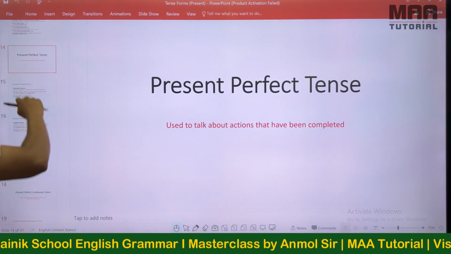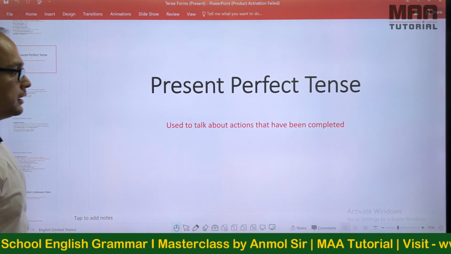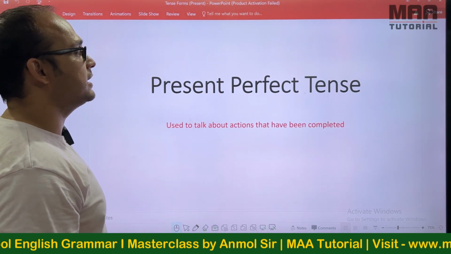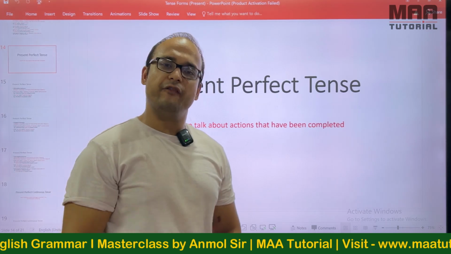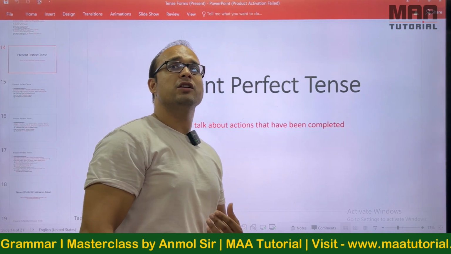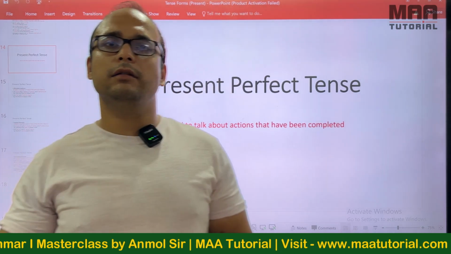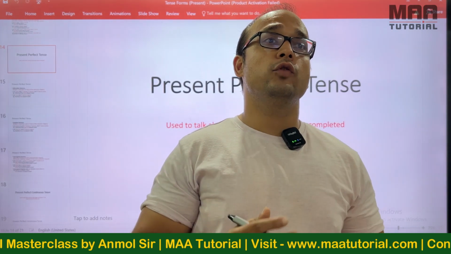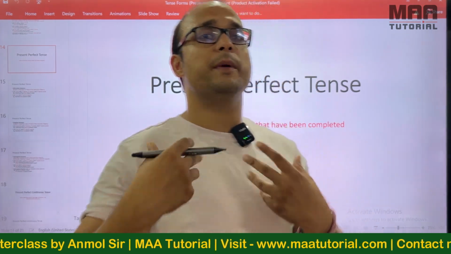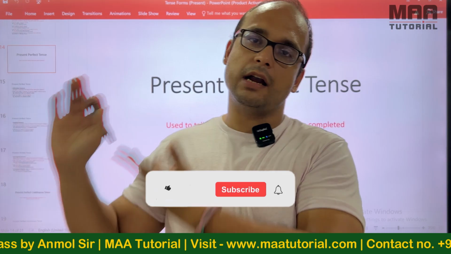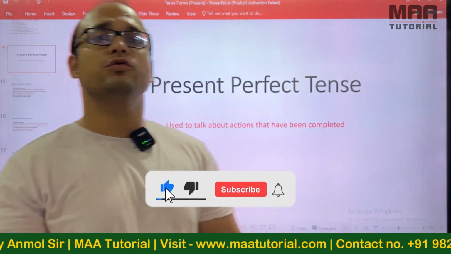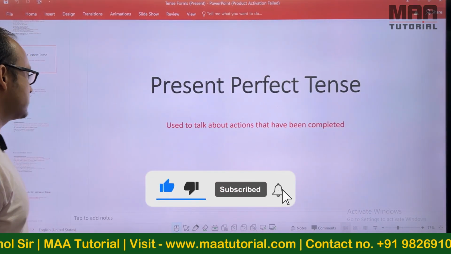Moving on to the next tense, present perfect tense. Now this is used to talk about actions that have been completed. If you do an action regularly, you use the simple present. If you are doing the action at that time, you use the present continuous. But if the action is already done, then you use the present perfect. See?